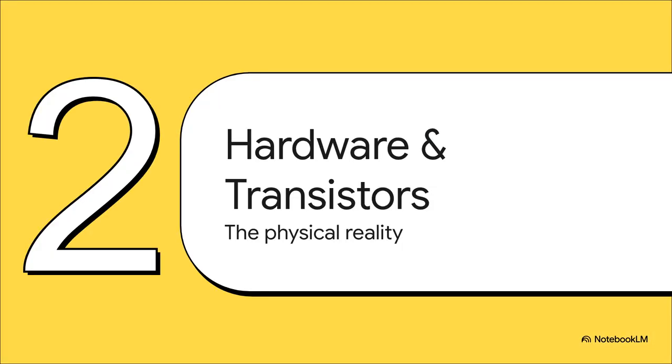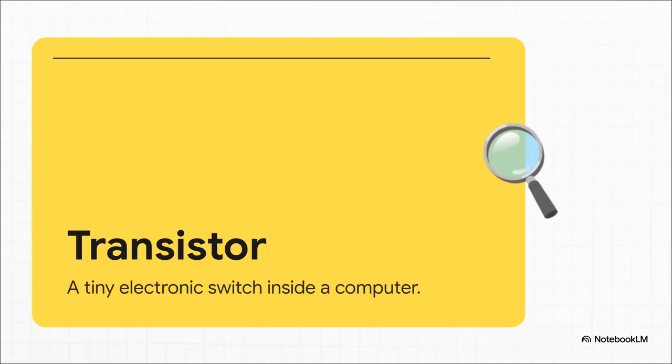Moving right along to Section 2, hardware and the transistor. This is where we look at the physical reality of it all. Okay, so computers are electronic machines, right? And to process this binary language, they need physical hardware. Enter the transistor. A transistor is essentially just a tiny electronic switch inside a computer.